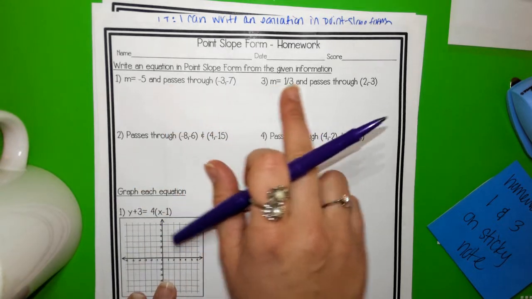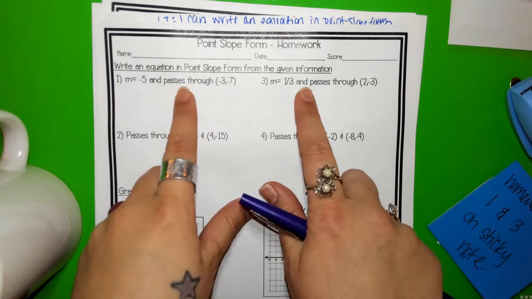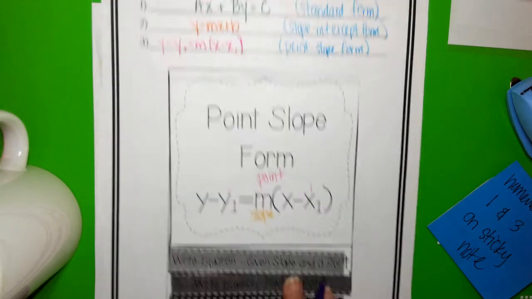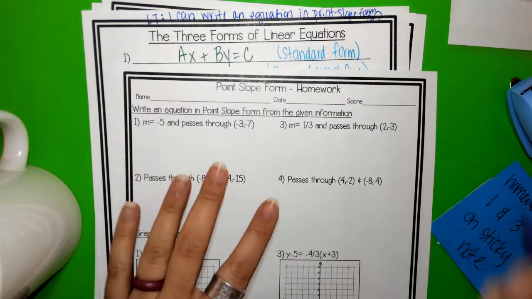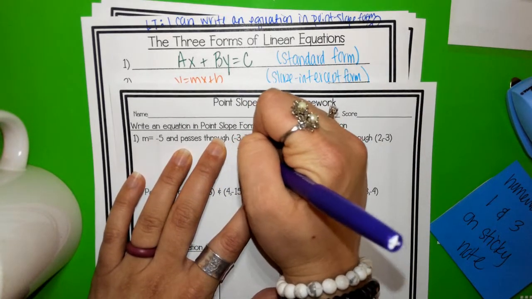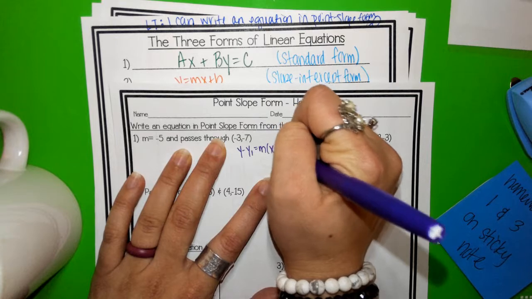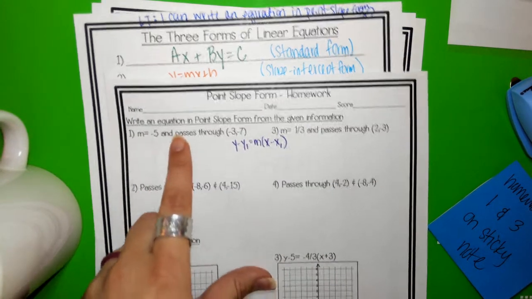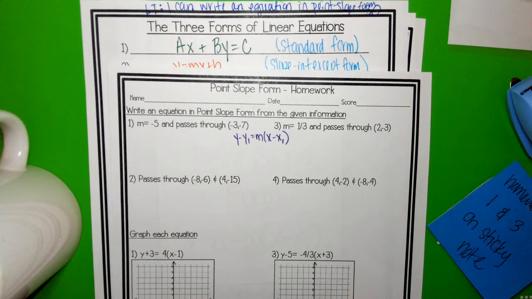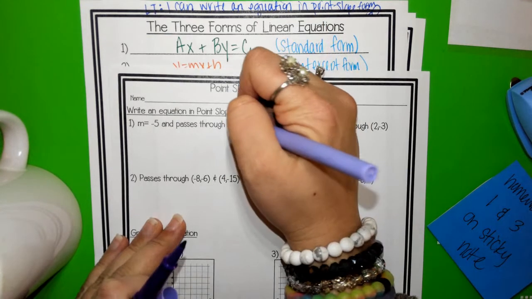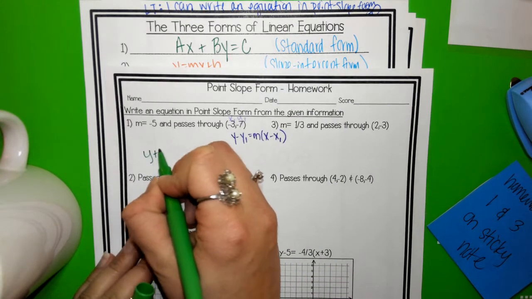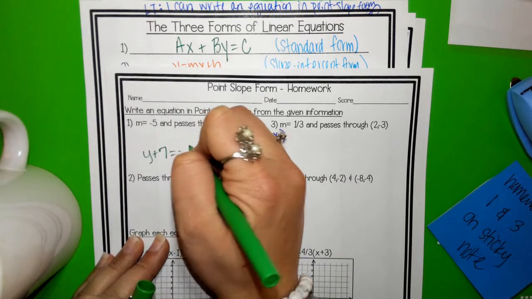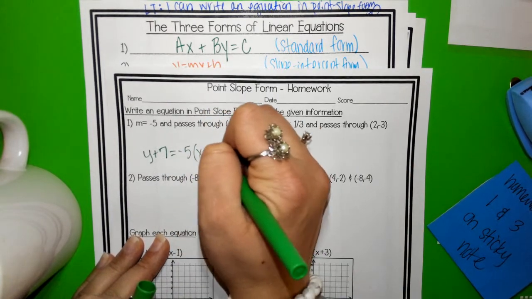So it said, write an equation in point-slope form from the given information. 1 and 3 are exactly like our first Flappy where we write an equation given the slope and the point. So all you had to do was plug it in. Remember, point-slope form is y minus y1 equals m times x minus x1. It gives us our slope. It gives us our point. So I'm going to label these x1, y1. And then my equation is going to become y plus 7 equals negative 5 times x plus 3.